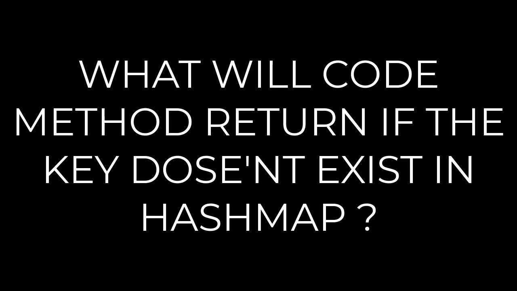Okay, let me ask you this. Let's say you are adding an element in the HashMap, HashMap dot put, for example 1 comma something. And the key does not already exist in the HashMap. What will the put method return if the key does not exist?